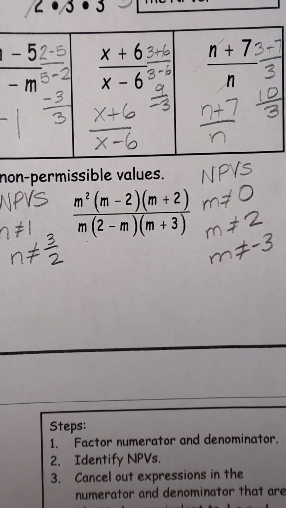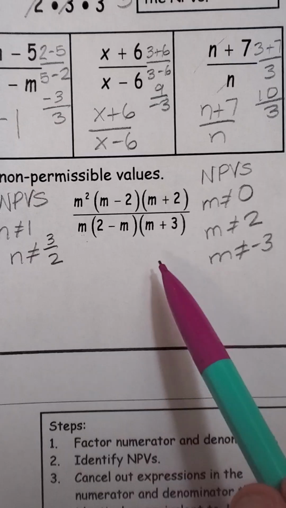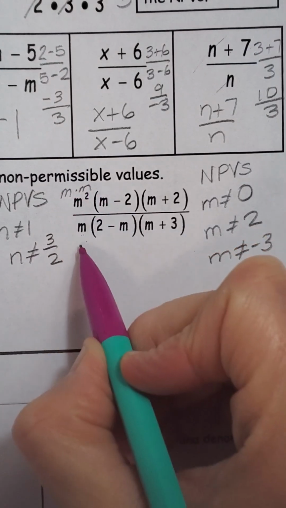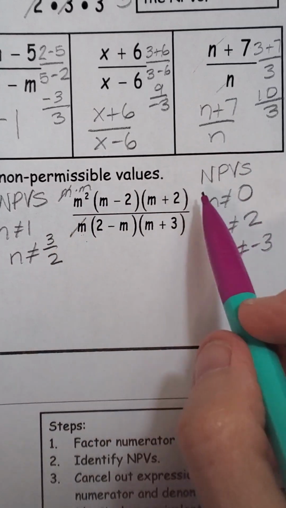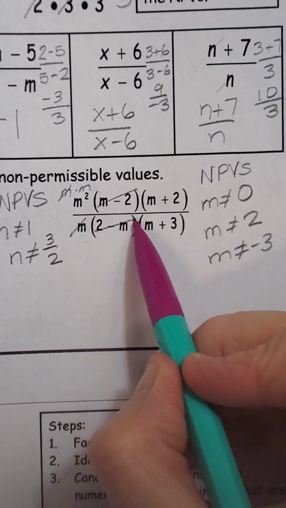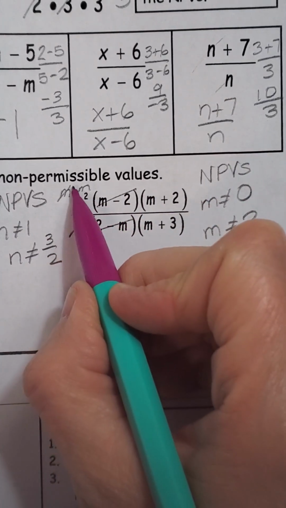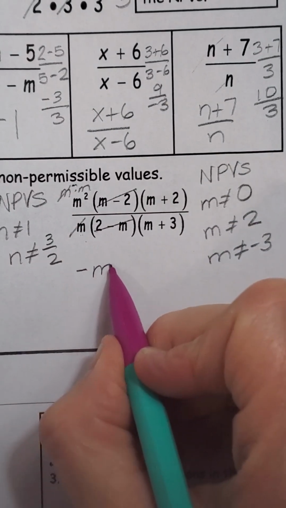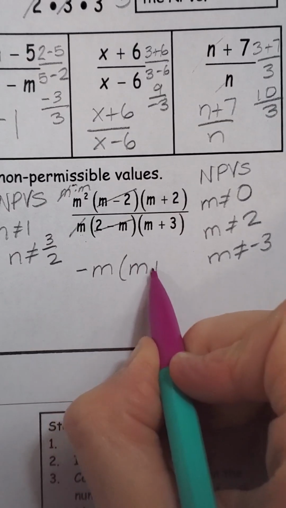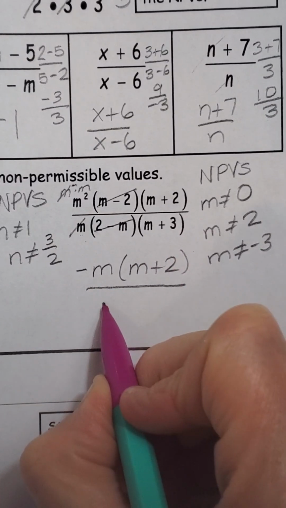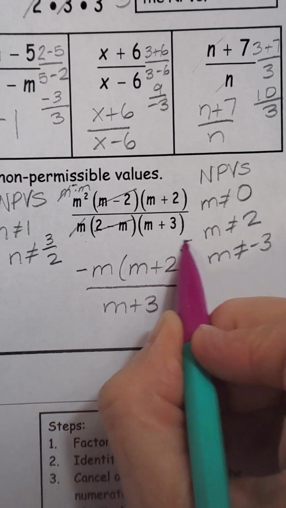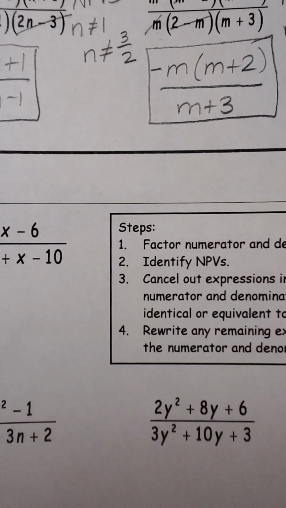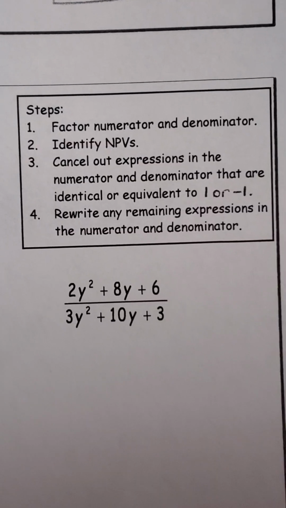So what can we cancel here? What can we simplify? Well, if I have M times M up here, then one of those will cancel. This will give me my -1. So I usually just tuck the negative over here. And I can't simplify anything else. So I have -M times M plus 2 over M plus 3. So I have the steps laid out for you right here.